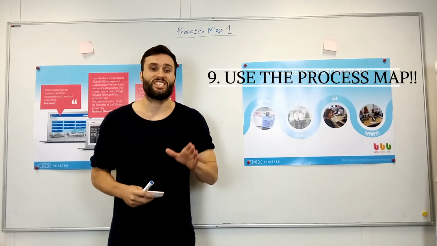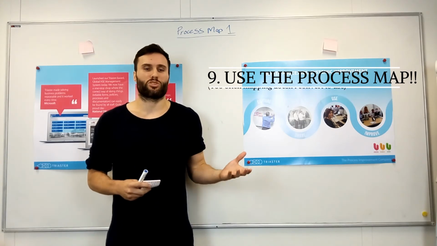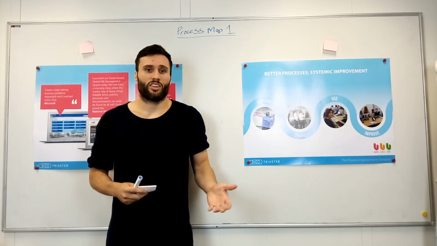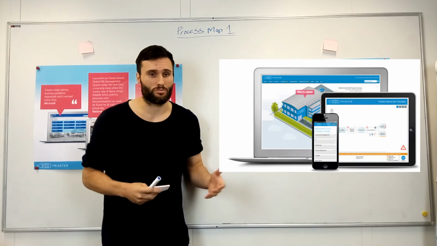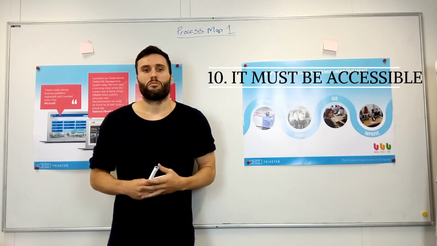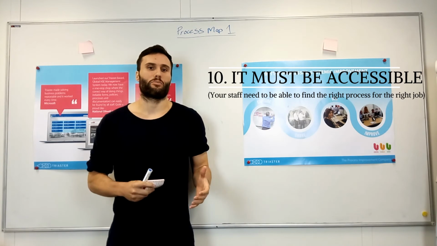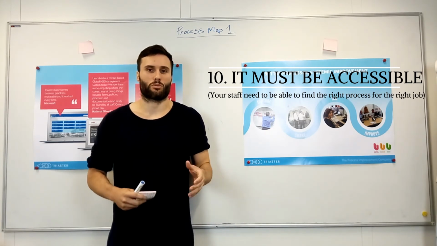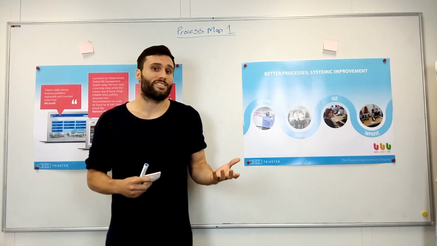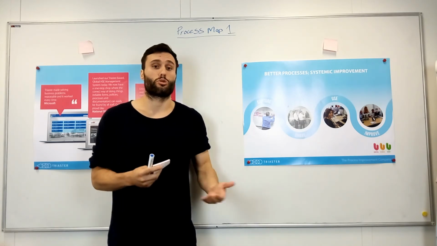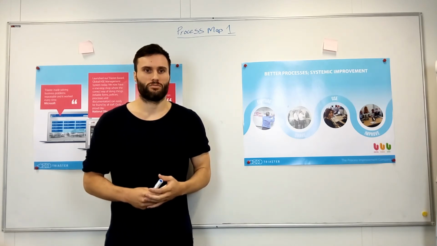Number 9, you need to use it. You need to make sure that if you go to all the work of capturing the process, that you actually use it. This will be easy if your organization has some sort of process management system. Number 10, make it accessible to your staff. The whole reason for process mapping is so your staff can have access to the correct procedure for carrying out the process. If you don't have easy access for the people who actually use the process daily, then there's really no point in creating them in the first place.